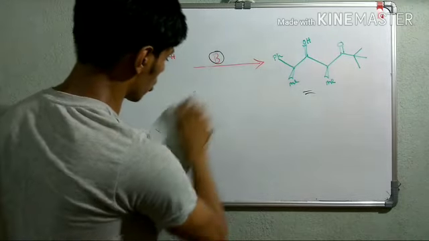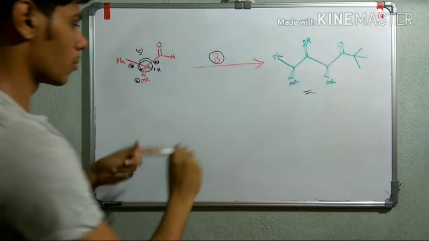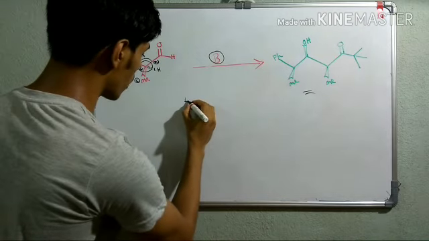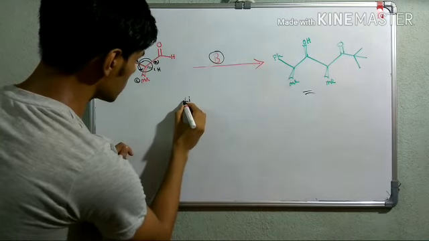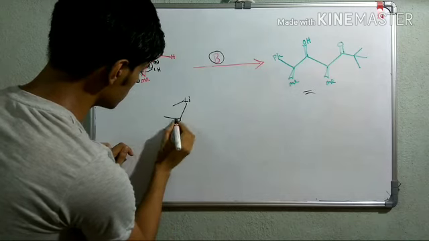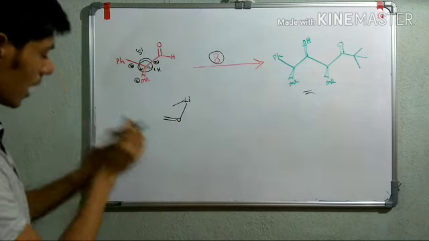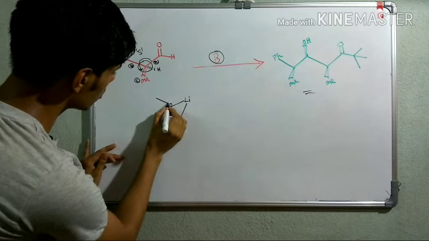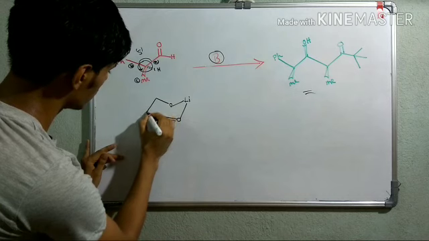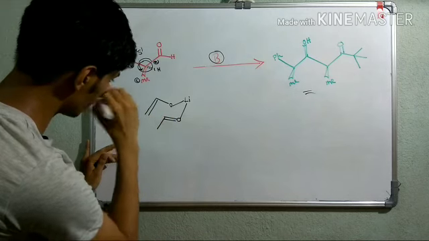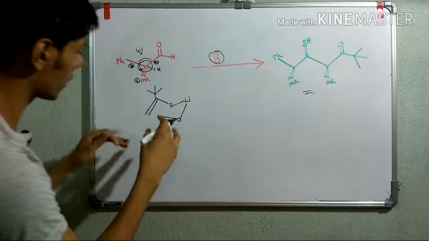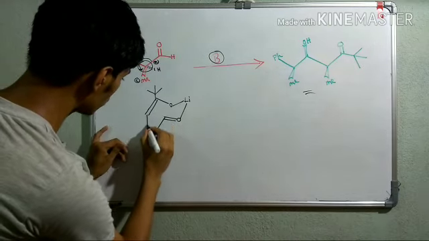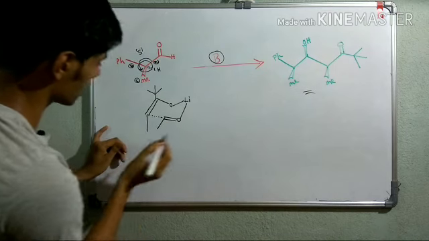So now let us draw the Zimmerman-Traxler model. We can have two Zimmerman-Traxler models. One is where your lithium is there, and now you can see this is your aldehyde. Here it will be your aldehyde, and here it is your enolate partner. So you can see this is your enolate. Now your enolate, there is your tert-butyl group, and I already told you that it will be your Z enolate. So your methyl group will be here, and this is how the interaction will take place.